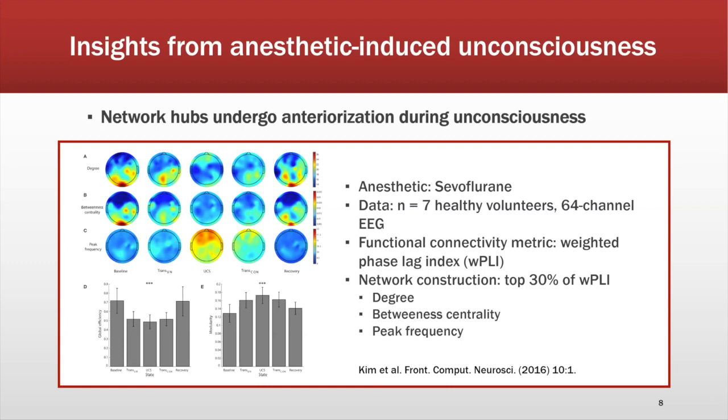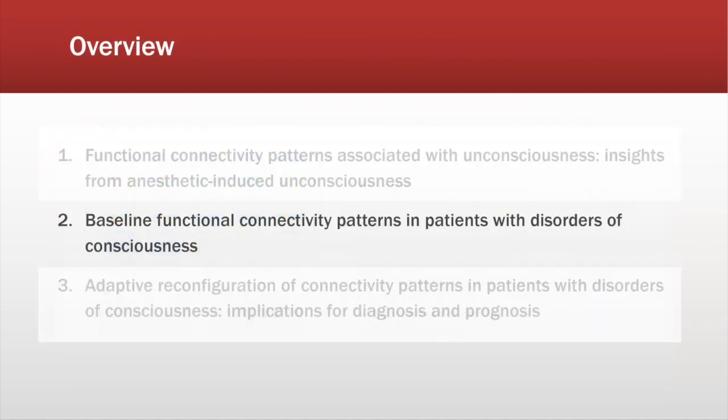And then in individuals who are unconscious, we should see either a neutralization of feedback dominant connectivity or a reversal, so feed forward dominant connectivity, and we should see anterior network hubs. And with these tools in hand, my students and I decided to look at these properties in patients with disorders of consciousness. So we recorded EEG in baseline states from individuals with disorders of consciousness.